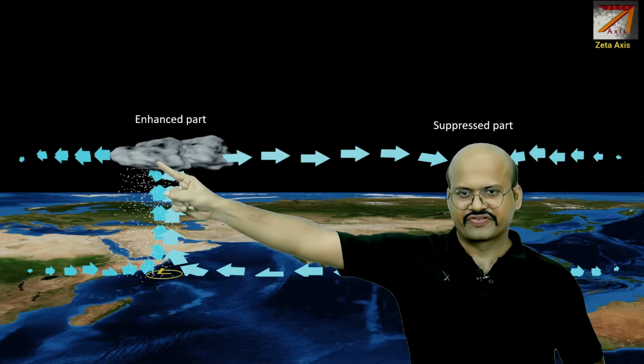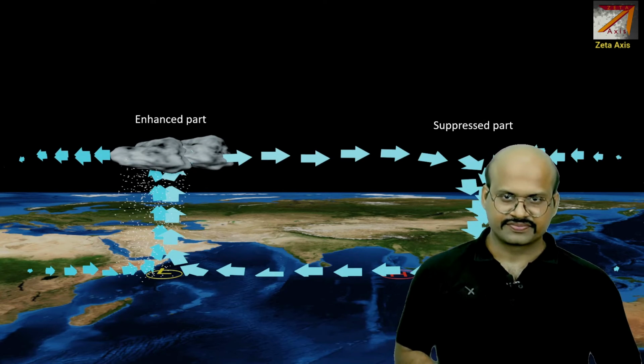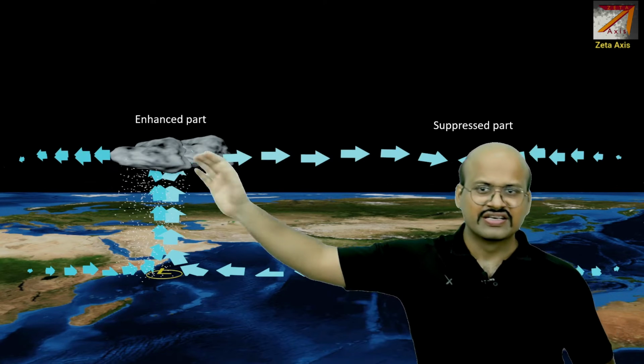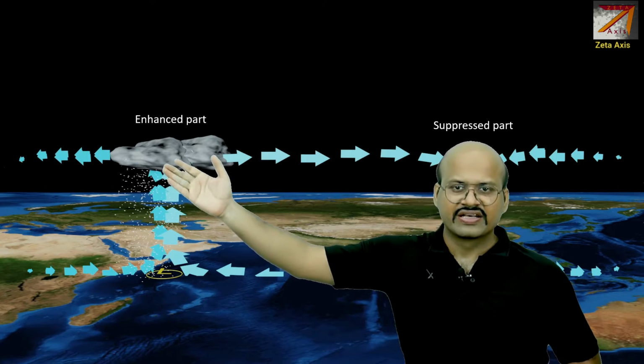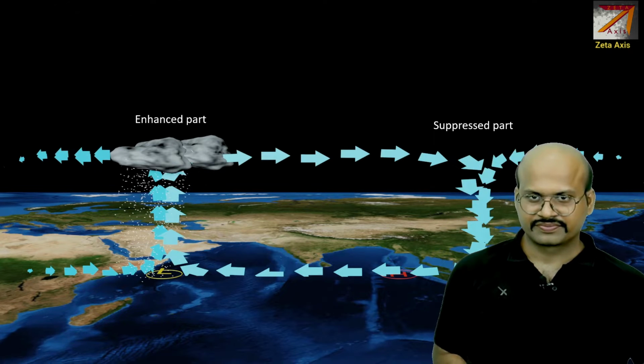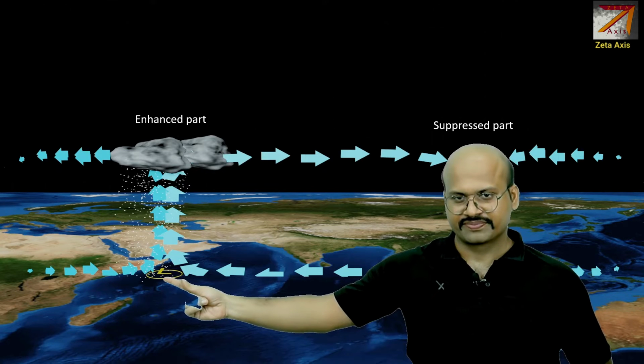In the upper atmosphere, the air will then diverge. So it will diverge in all directions. Here we can see that some of the air is moving in this direction, some air is moving in that direction. In fact, some air will move outwards while some will go in the backward direction. The enhanced part is accompanied with the low pressure system.